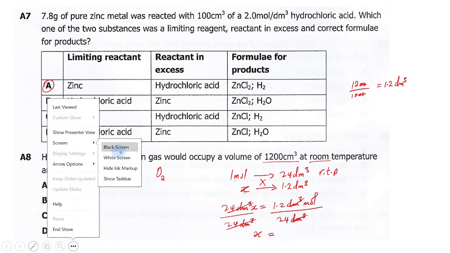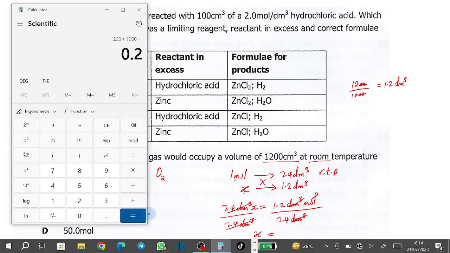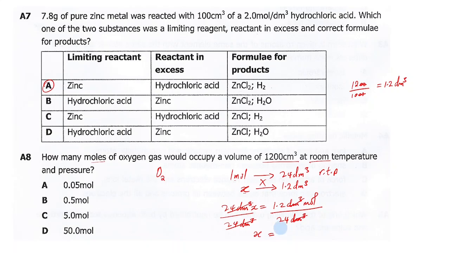If I pick my calculator quickly, 1.2 divided by 24, I'll just get 0.05. What remains here is mole. So this is the number of moles that will occupy that volume. When we compare here, our answer becomes A. Okay, so we move to the next one.